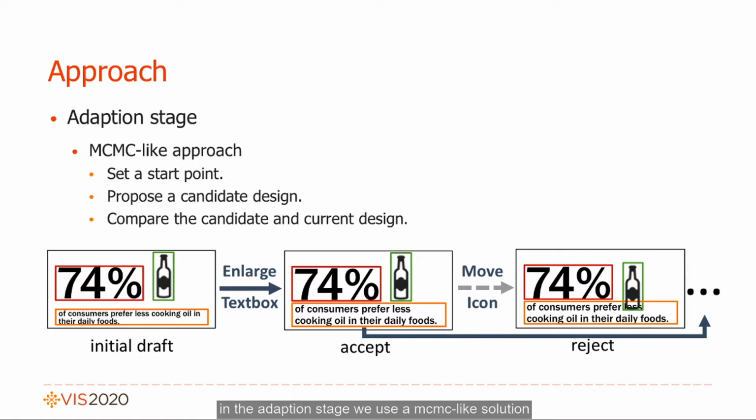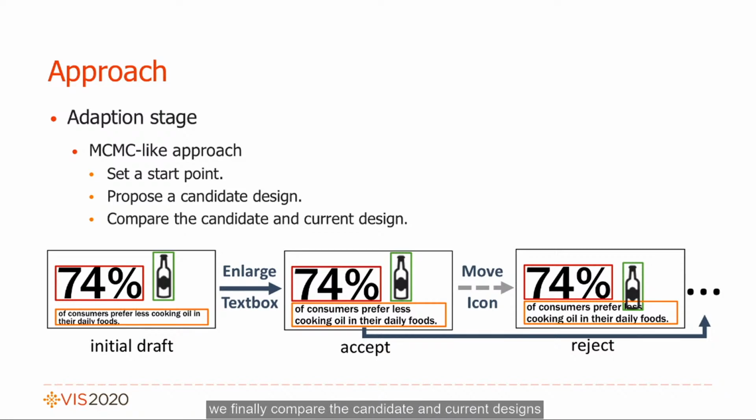In the adaptation stage, we use an MCMC-like solution to optimize the initial draft. We first set a start point. As the previous stage has generated an initial draft roughly conforming to design principles, we take the initial draft as a start point instead of randomly sampling one. We then propose a candidate design by randomly choosing an element and making proposal moves, such as moving the position of the selected element or changing its size.